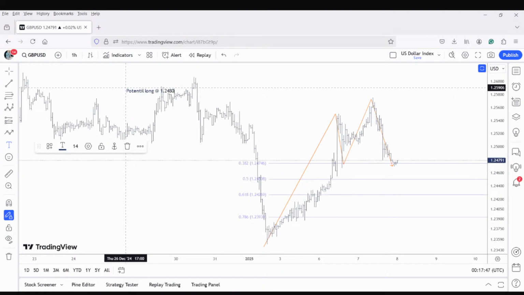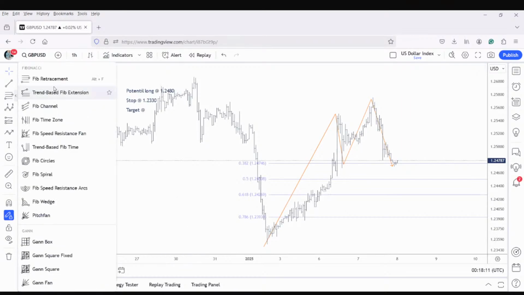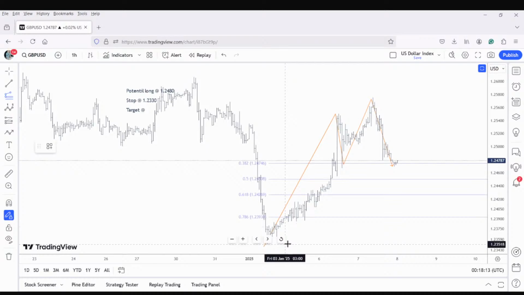It's 1.2480. The stop loss is going to go around 1.2330 at least, just to be below that noise. And the target, let's find out, but it should be the larger degree wave four as ideally the story should also unfold similar to what Euro is doing.